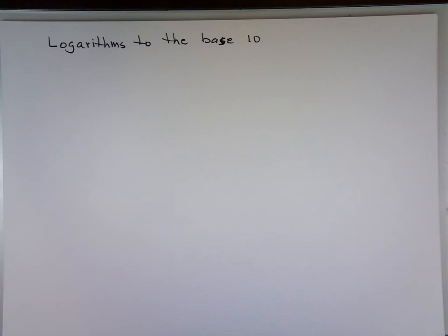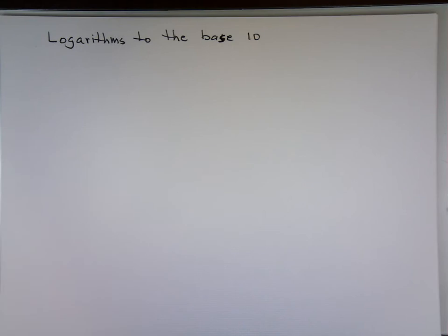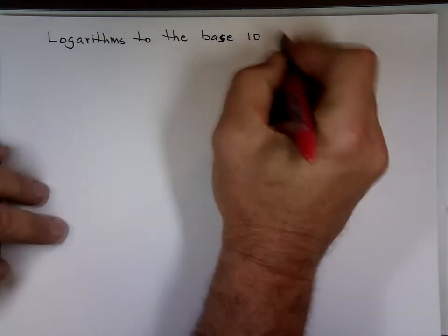Three sections for tonight: log base 10, log base E, and application of them. So we'll start with this one. If you look at our book, it's really one page in our book. Log base 10 is known as the common log. A lot of people call it the common log.